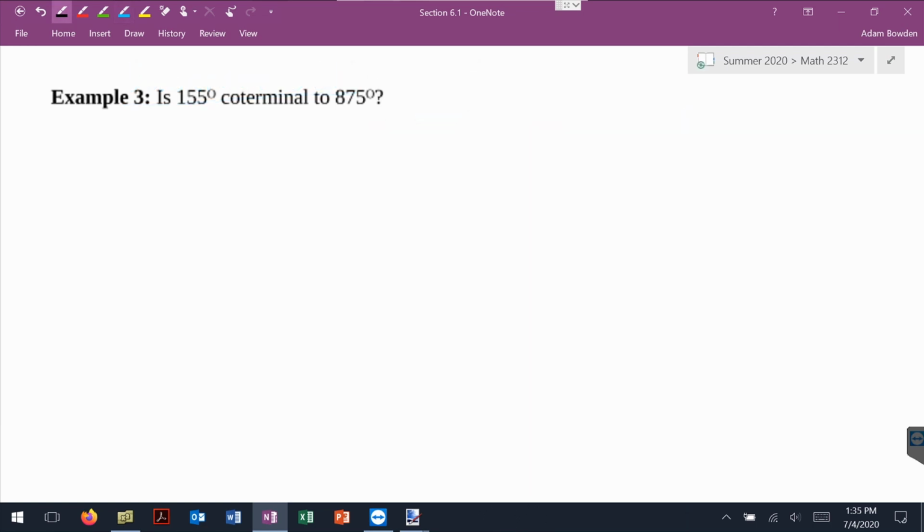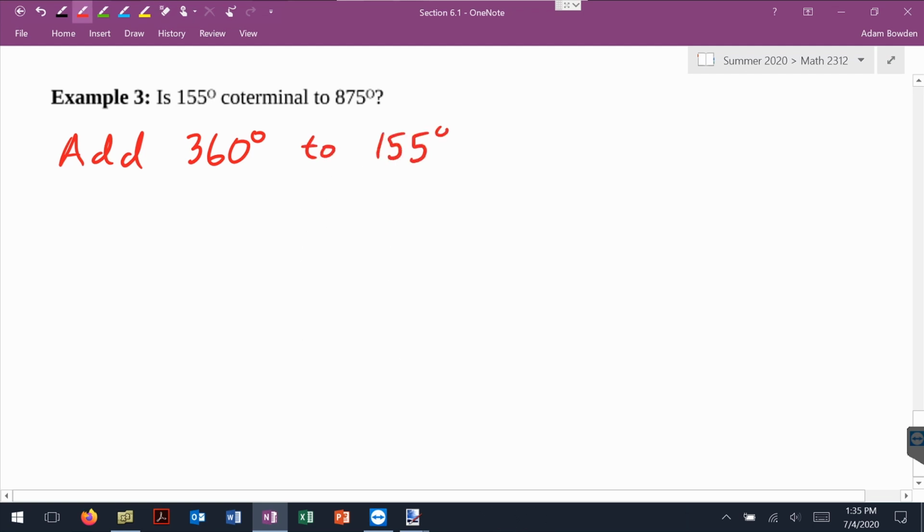Now we can use some of these similar ideas just to figure out if two angles are actually coterminal to each other. So for instance, is 155 degrees coterminal to 875 degrees? Here's what I'm going to do in order to figure this out. I'm going to add 360 degrees to 155 degrees to check whether or not we can actually add up to 875. And if that happens, it is coterminal.